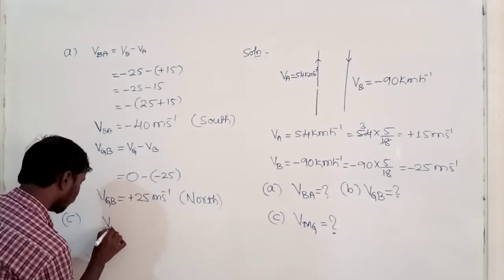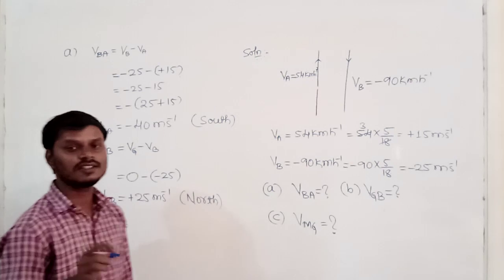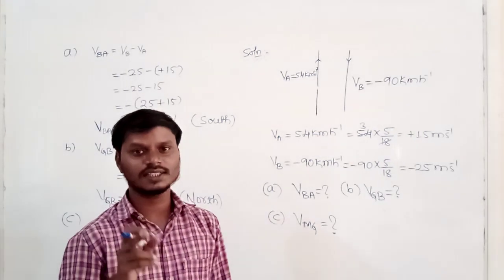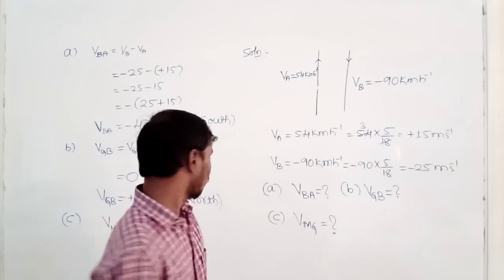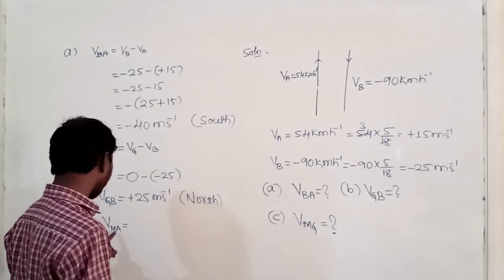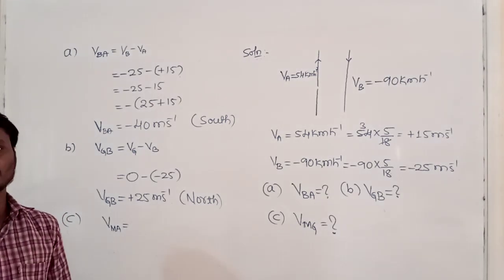Relative velocity of monkey with respect to train A, that is given. That is how much? 18 km per hour. Whether we have to take that as minus or plus? We have to take that as minus. Why? I have to find the velocity of the monkey with respect to train A. They have given it as 18 km per hour.